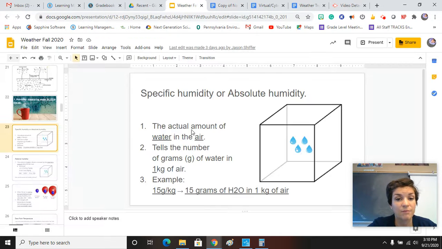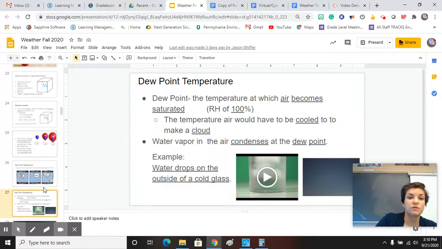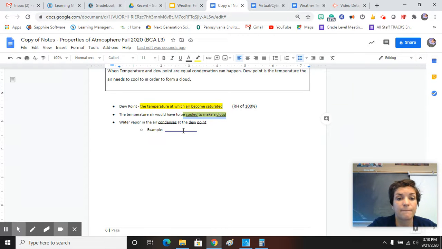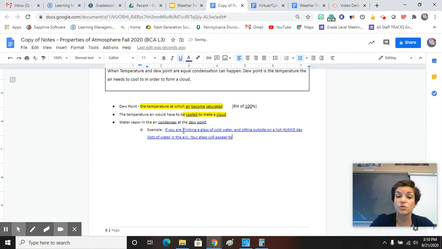So let me go back here and check my example. All right, so if you are drinking a glass of cold water and sitting outside on a hot, humid day, so that's lots of water in the air, your glass will appear to sweat.